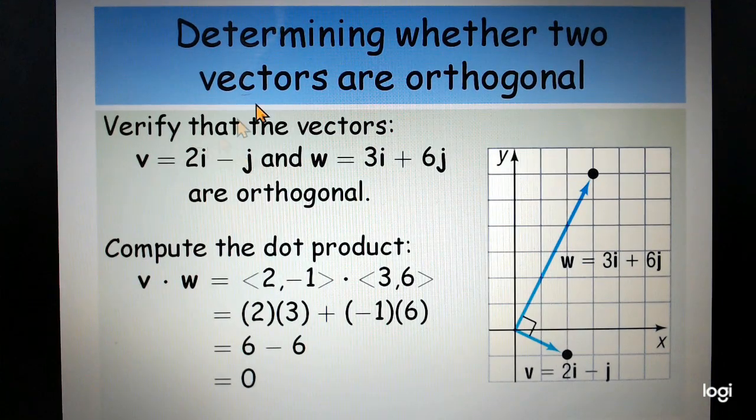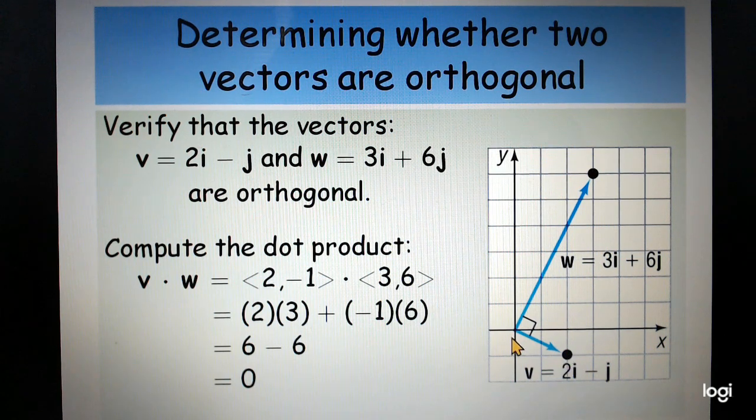Okay, so let's do an example. Determining whether two vectors are orthogonal. Verify that the vectors 2i minus j and 3i plus 6j are orthogonal. Well, let's get an idea what these look like first. 2i minus j, we're going to treat these as position vectors. We start here, move over 2 and down 1, right? Because the coefficient of j is negative 1.